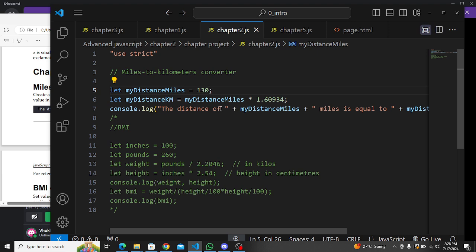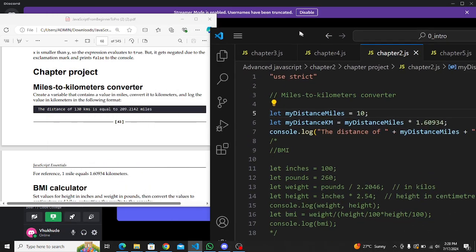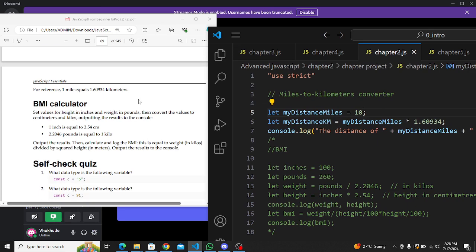Okay, so I'm just gonna put back my 10. I don't know, but I'm liking this 10. I didn't want to use the answer which is already given in the book. So we're gonna go to our next exercise, which is the BMI calculator.